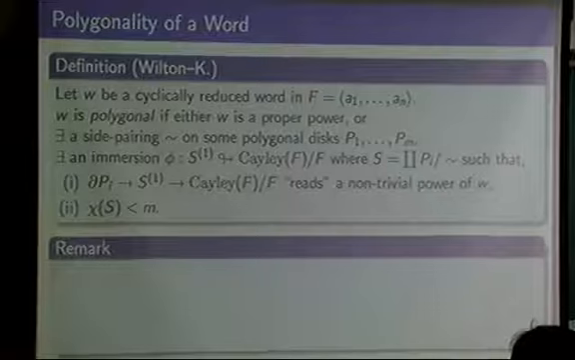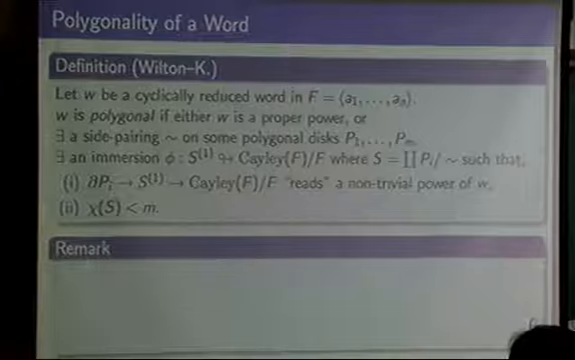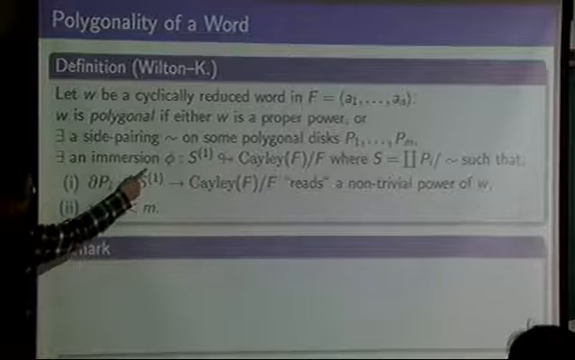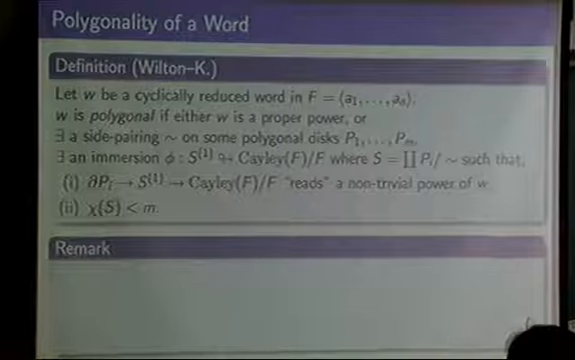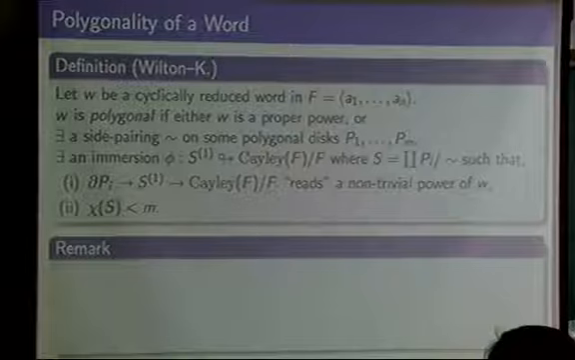Given a cyclically reduced word in a finite generated free group, we say that W is polygonal if and only if one can build a closed surface consisting of disks, and one can orient and label each edge by the generators of the free group, such that the boundary reading of each polygon is some power of W, and the characteristic of S is less than M. So let me say a word about the natural.